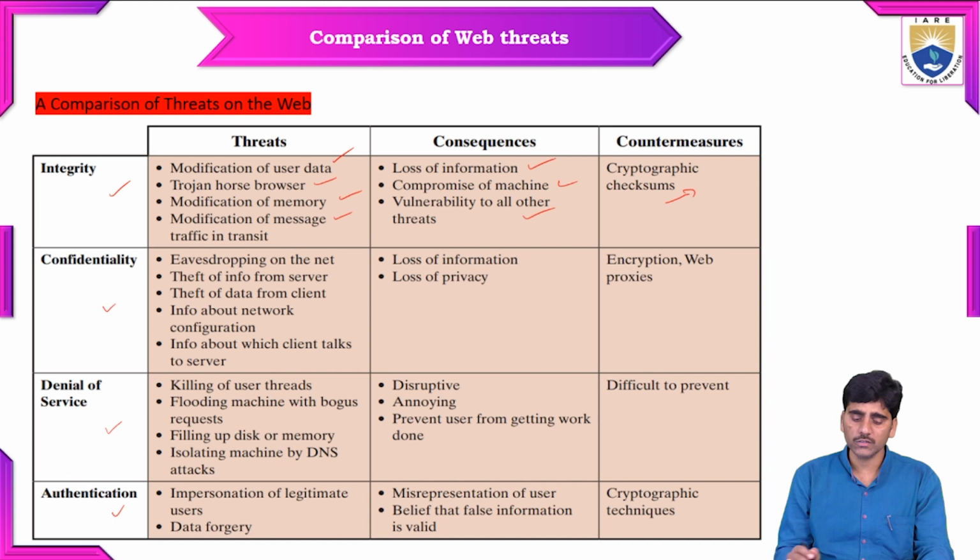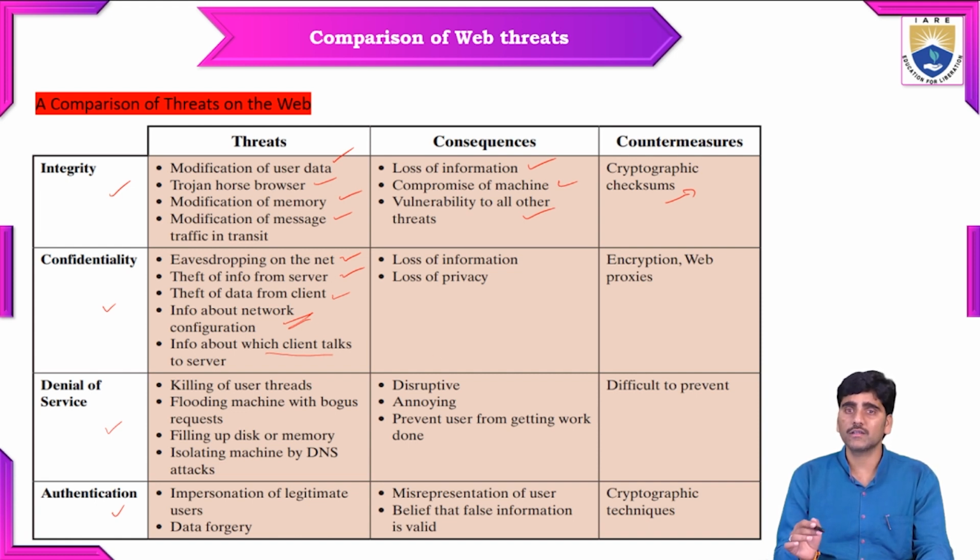The second one is confidentiality. Confidentiality threats are eavesdropping on the net, which means data leakage on the net. The next, theft of information from the server, theft of data from the client, information about network configuration, and information about which clients talk to the server. These are all details which are exposed during these threats. So these are all confidentiality threats.